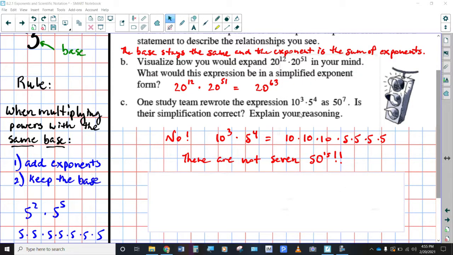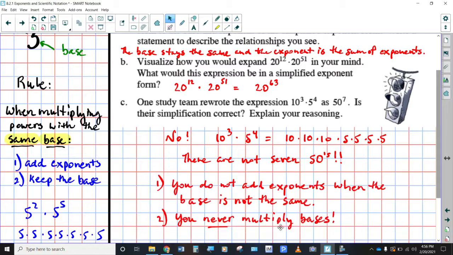Okay, so we do not multiply those together. They are not the same base, so you're not going to keep the base. And we're certainly not going to ever multiply this base times that base and then add those together. This rule only applies when you have two powers that have the same base. Okay? Go ahead and write that down. Put in your exclamation points. It's very, very important for people to understand this.